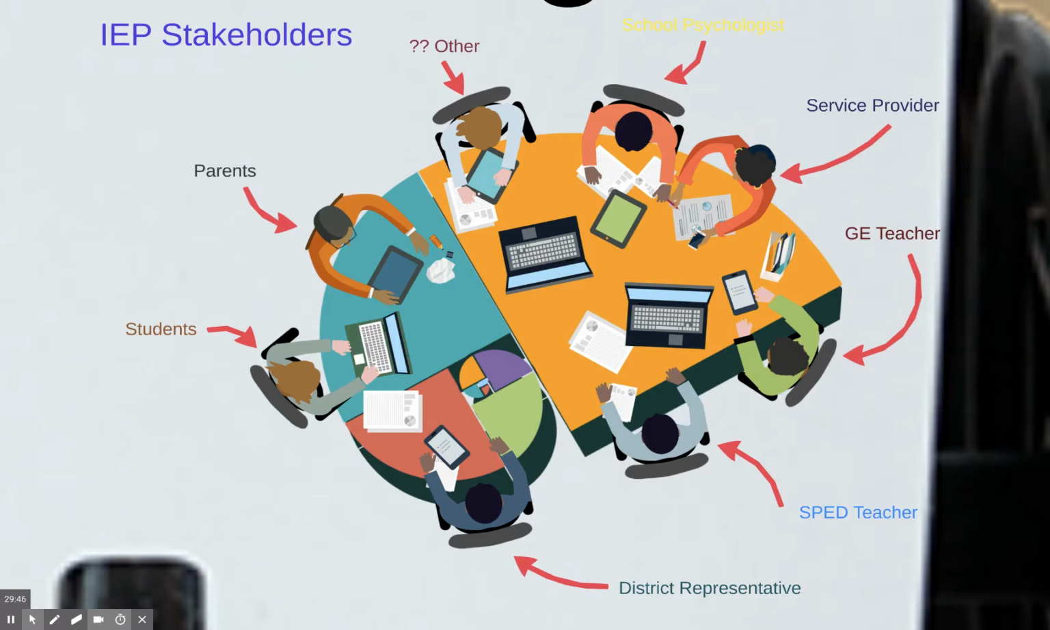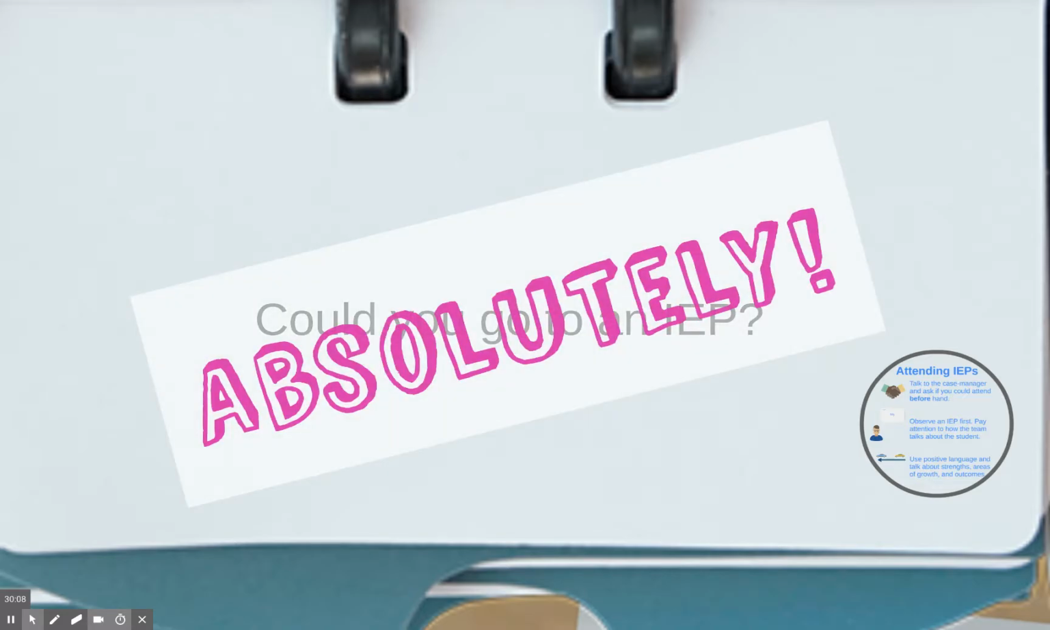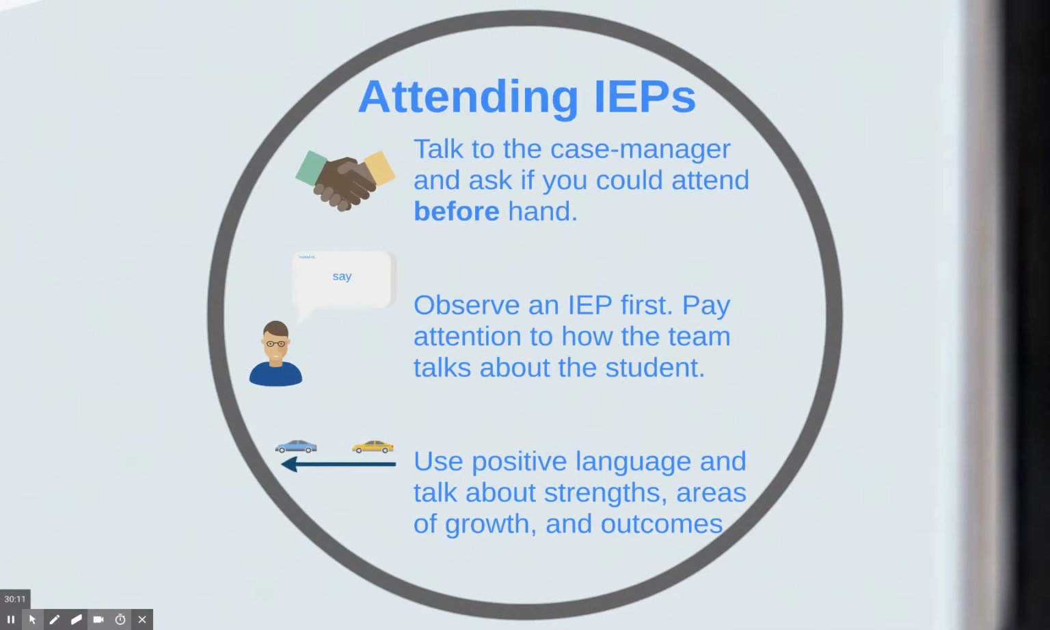Very important, especially if we're serving kids who are on a continuum of service and are not currently being served in a general education classroom. It's even more important that we have a GE teacher there to provide feedback on what LRE looks like. So, could you go to an IEP? Absolutely, and you should. Even if you're not a case manager, make sure you talk about it beforehand. Talk to the case manager if you're not the primary case manager. Observe the IEP first. Don't say anything, right?